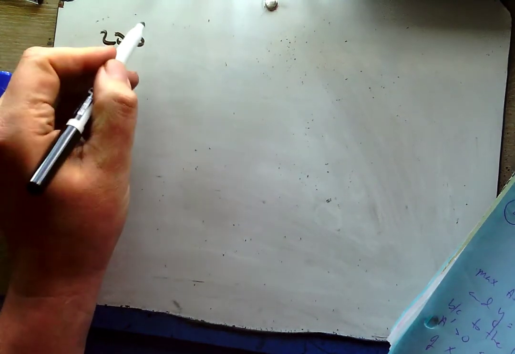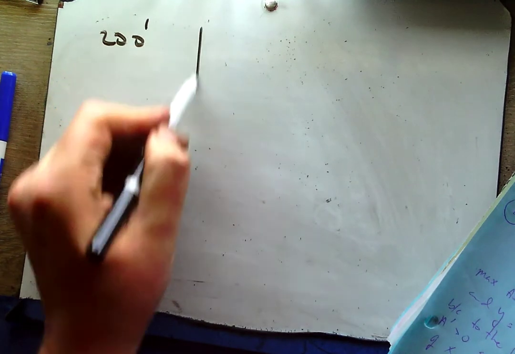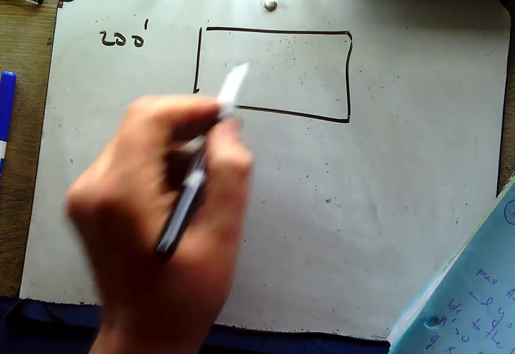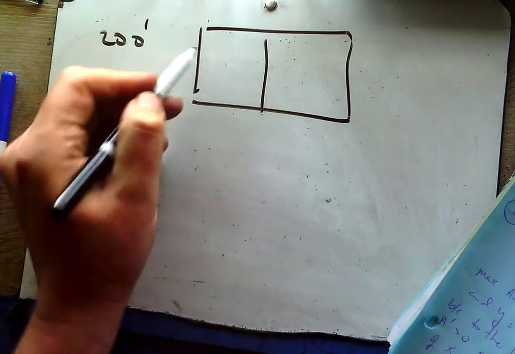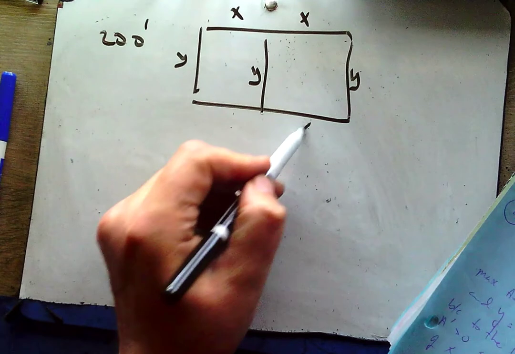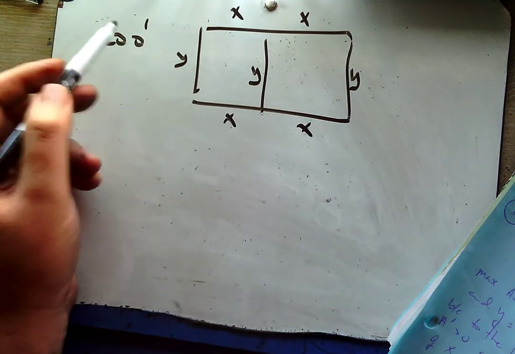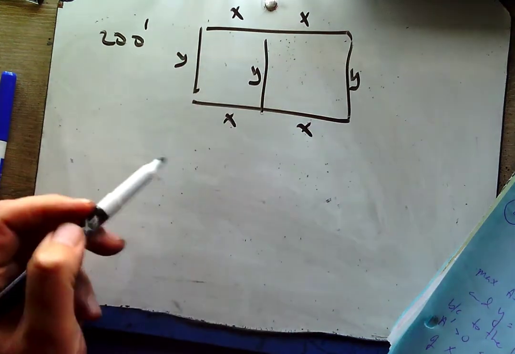Sure glad we did that a lot last year. Well, look, another problem we did last year. You have 200 feet of fencing. You'd like to build a corral. This is y, this is y, this is y, x, x, x, x, x. We've got 200 feet of fencing to make all those sides.